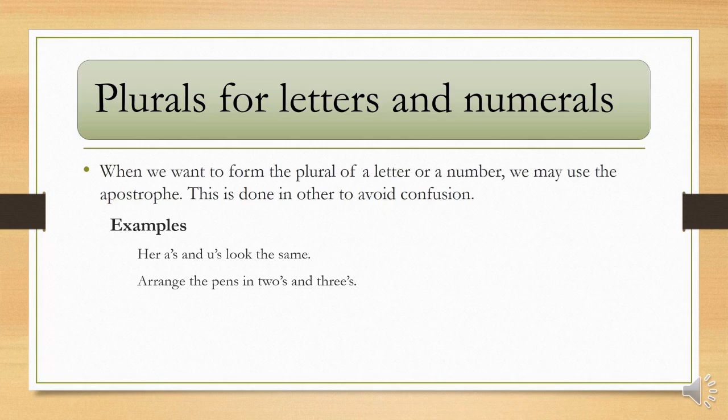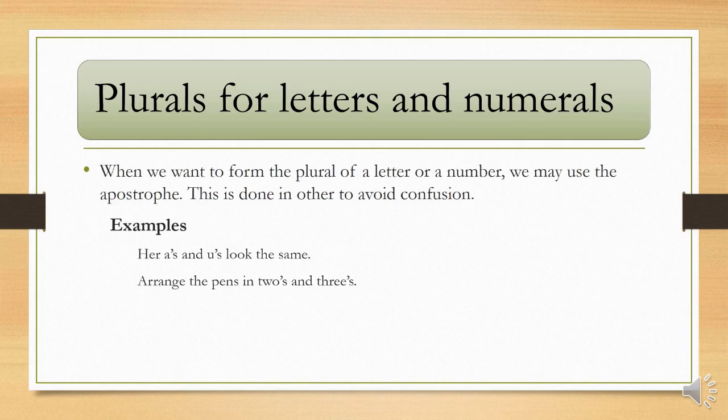Her A's and U's look the same. Imagine if you didn't use the apostrophe in A's and U's. You would write it in this way: her As and Us look the same. And of course, that will be telling something completely different from what you intend to say. And that is why you are forced to use the apostrophe.